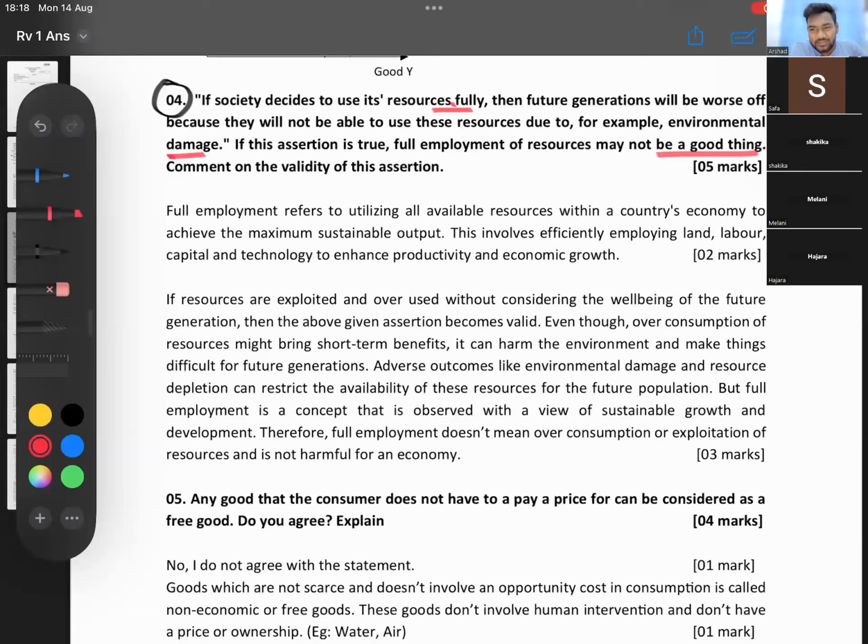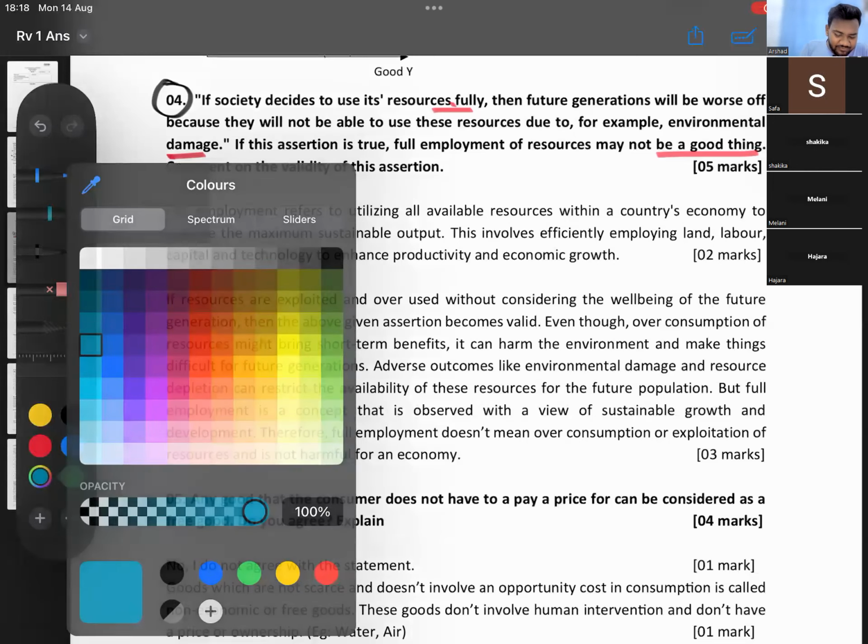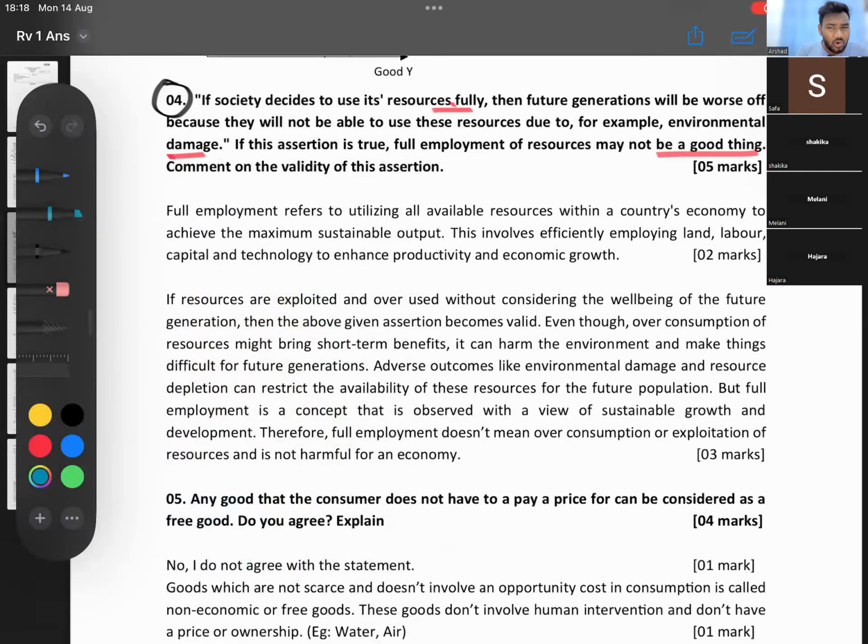Yes, the point comes, you know where? Because people don't understand what is full employment. Can you tell me, guys, does full employment mean using all your resources to the maximum level? Does full employment mean using it to the maximum level? No. Full employment means using your resources to the maximum sustainable level. Employing your resources sustainably, making sure that there is enough for the future generation. That is what sustainable use means.